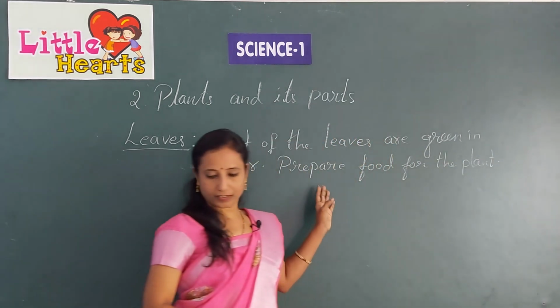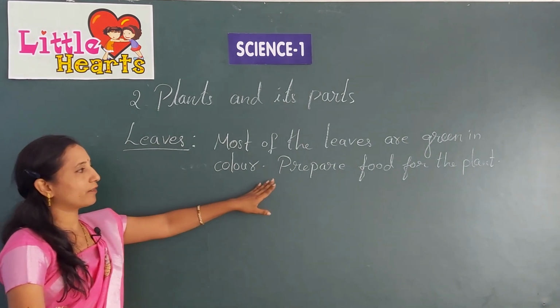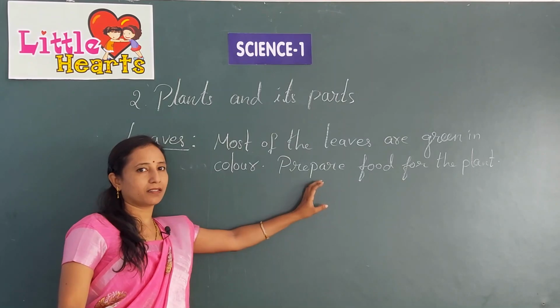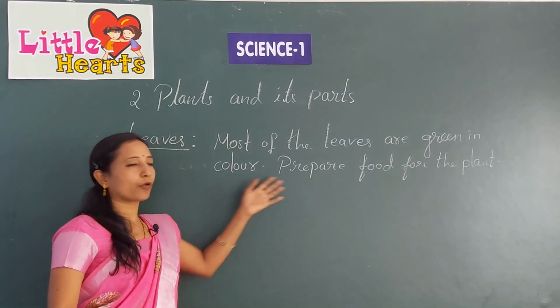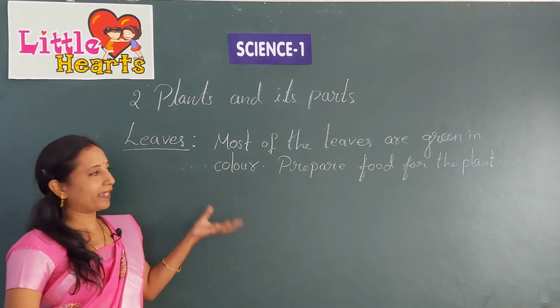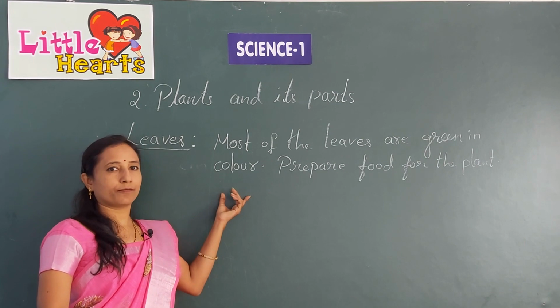Prepare food for the plant. So the leaves, most of the leaves are green. Only green leaves will prepare the food for the plant? No, there are some croton plants which have two colors or multicolored. They have some green pigment in them. They also prepare their food for themselves.